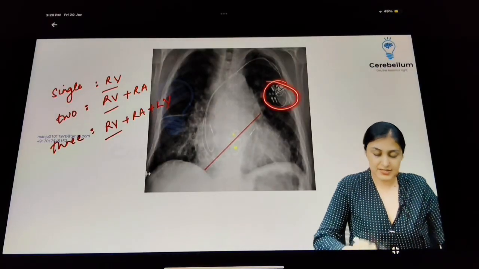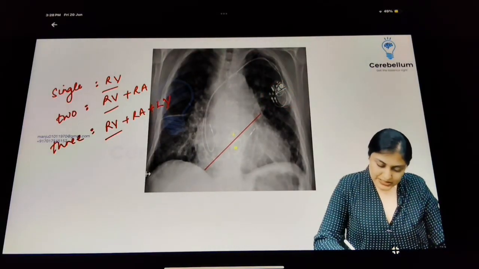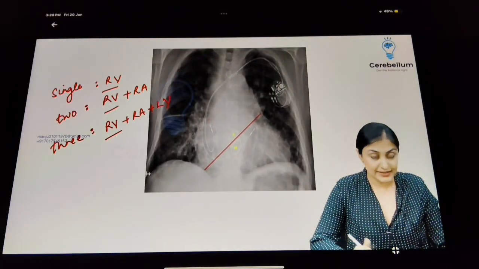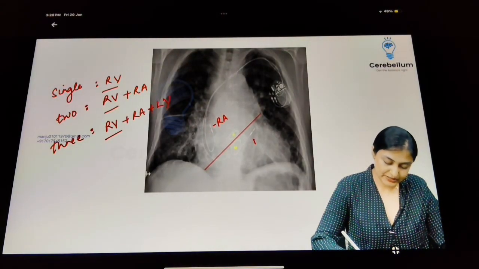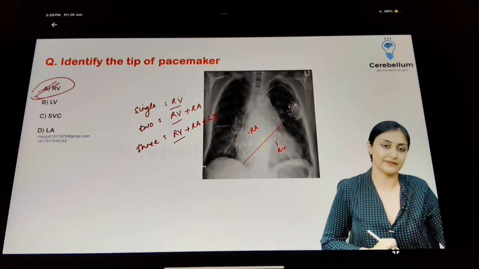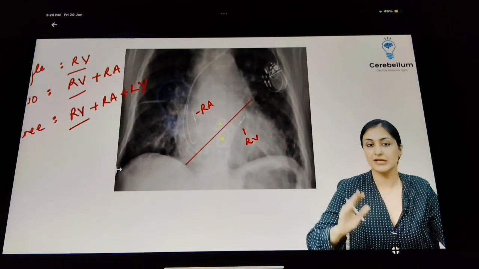So now see this. This is the subcutaneous generator of the pacemaker, and you can see these are the 2 leads. One here, one here. Now, where is the lead? So the shorter one, what do you think, is in the RA? The bigger one is in the right ventricle. So this is how you know RA and RV. Look at the option, only one of them. So RV is the answer, right? So pacemaker is sorted. Now we go to valves.